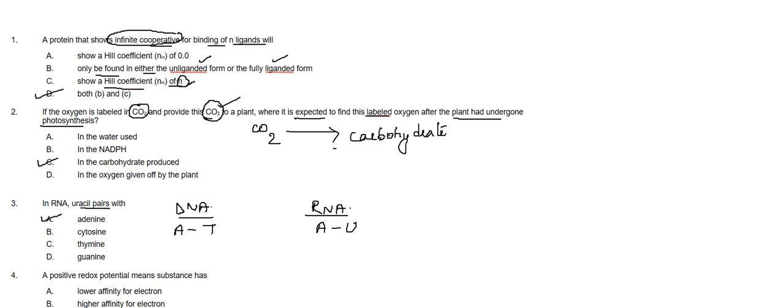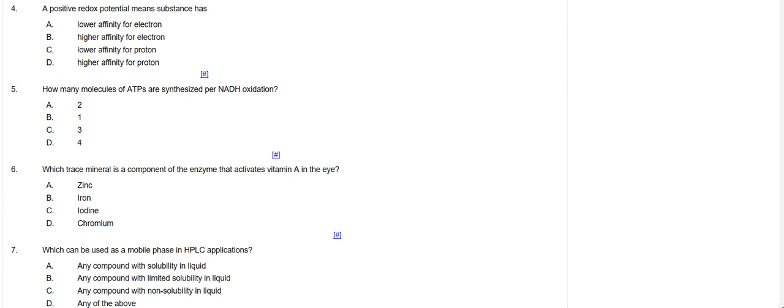Question number 4. A positive redox potential means a substance has higher affinity for electrons. When the redox potential is positive, the substance has higher affinity for electrons. Now number 5. How many molecules of ATP are produced per NADH oxidation? So we all know that about 3 ATPs are produced per NADH oxidation.